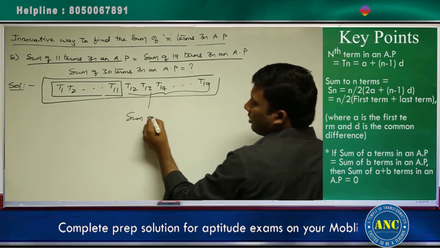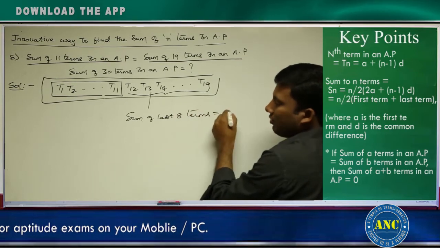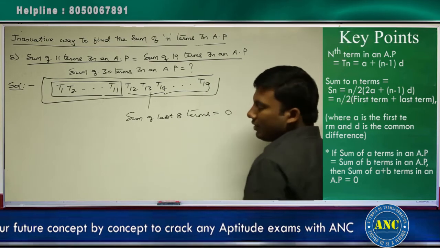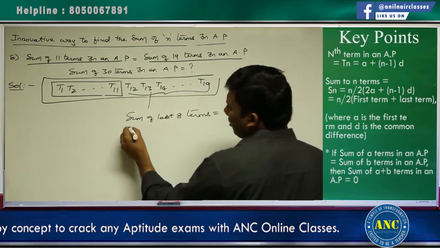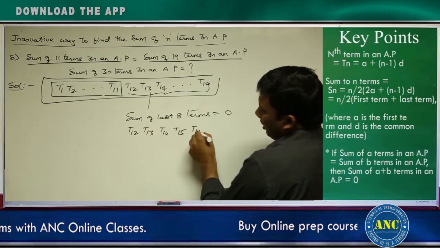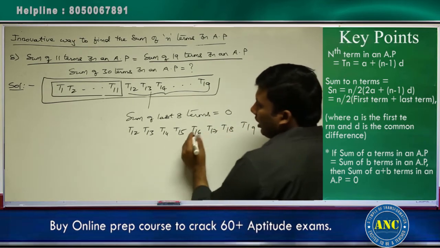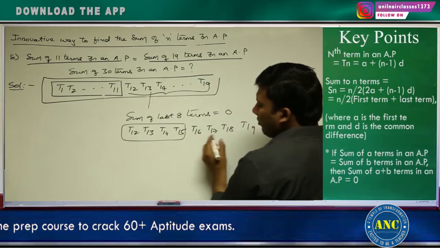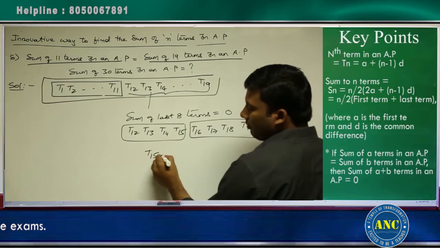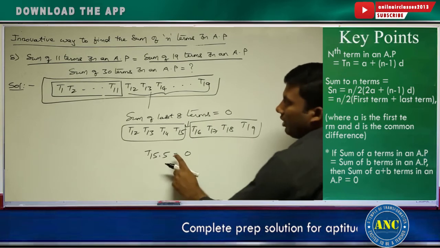Can I say that the sum of the last 8 terms will be 0? Do you agree? Because the sum of the first 11 plus the sum of the next 8 will become the total sum of 19. The sum of the last 8 terms, 12, 13, 14, 15, 16, 17, 18, 19, is 0. Left side 4, right side 4. What is the middle term? T15.5 is 0. Are you all with me? The middle value is 15.5, and it is 0.